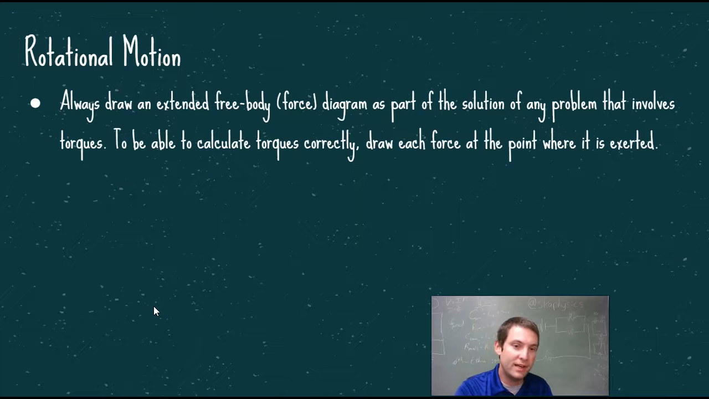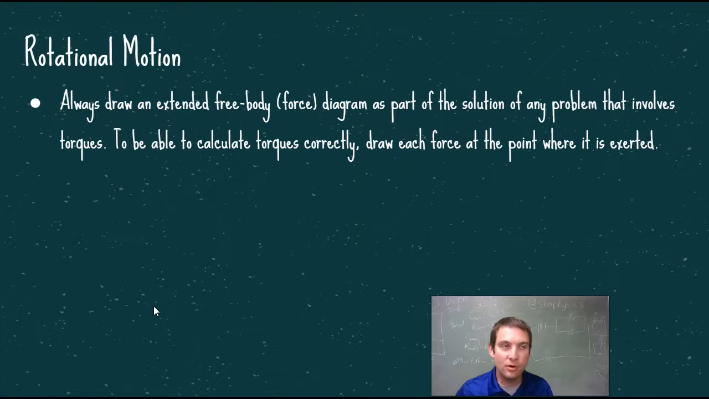torques. Free body diagrams are separate from extended free body diagrams in that a free body diagram removes the body and all of the forces are coming from a single point. Meanwhile, an extended free body diagram shows where the forces are actually happening. For example, if friction is causing a wheel to rotate, then you would draw the frictional force vector at the point of contact between the wheel and the surface that it's on.